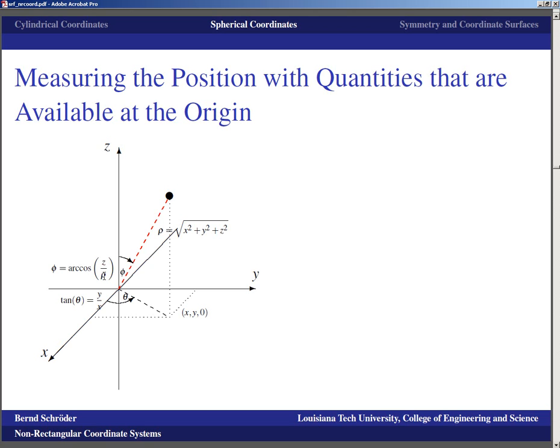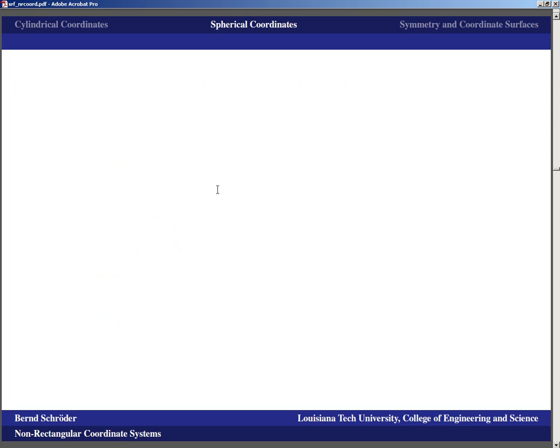Phi is the arc cosine of z over rho, and that is because if phi is the angle here, then phi is also the angle in this right triangle, and that means that the cosine of phi will be this z divided by rho, and that's going to help us as we derive formulas. Again, x, y, z in rectangular coordinates has an equivalent representation now, rho, theta, phi in spherical coordinates.